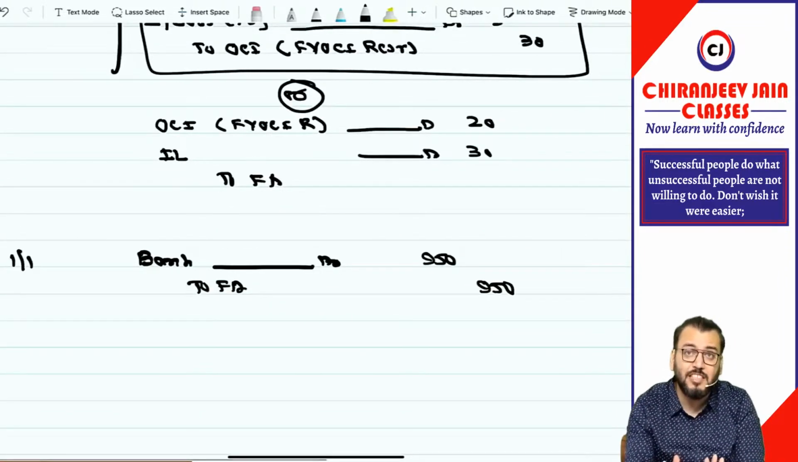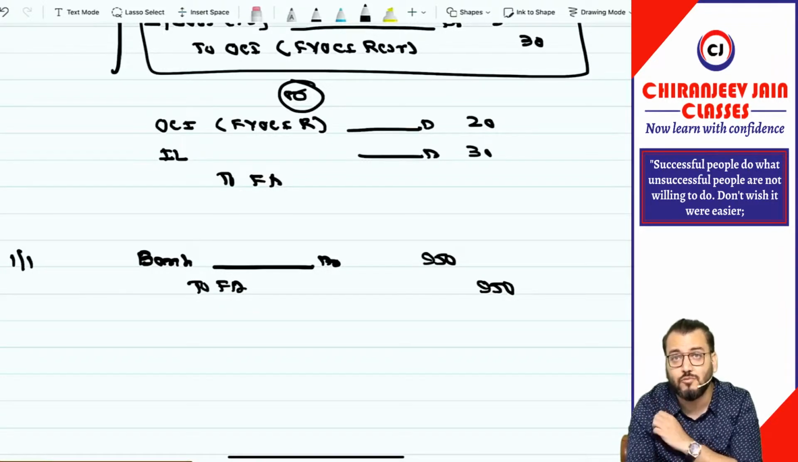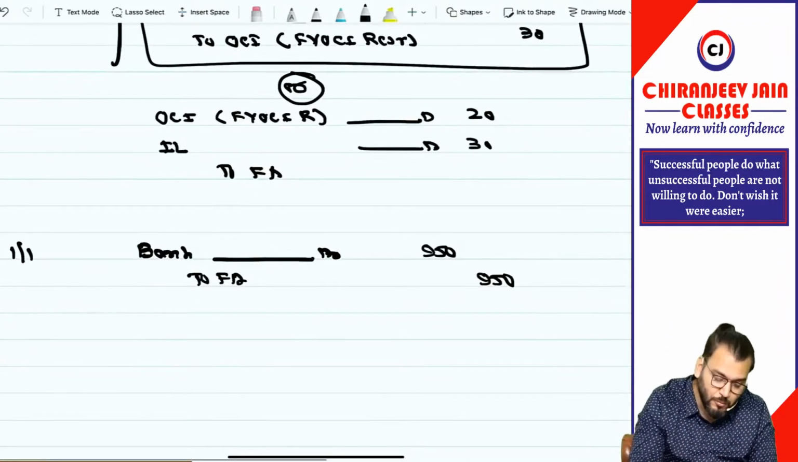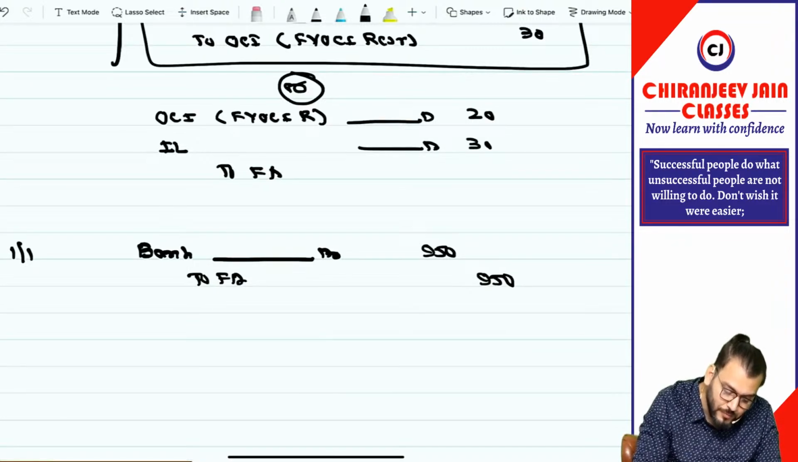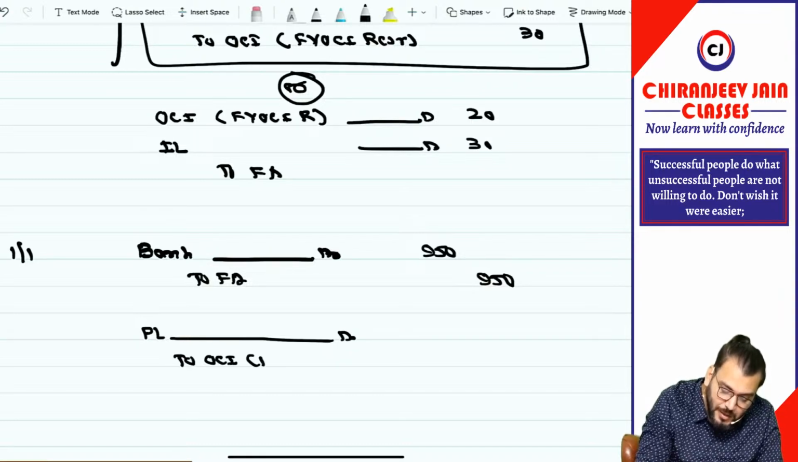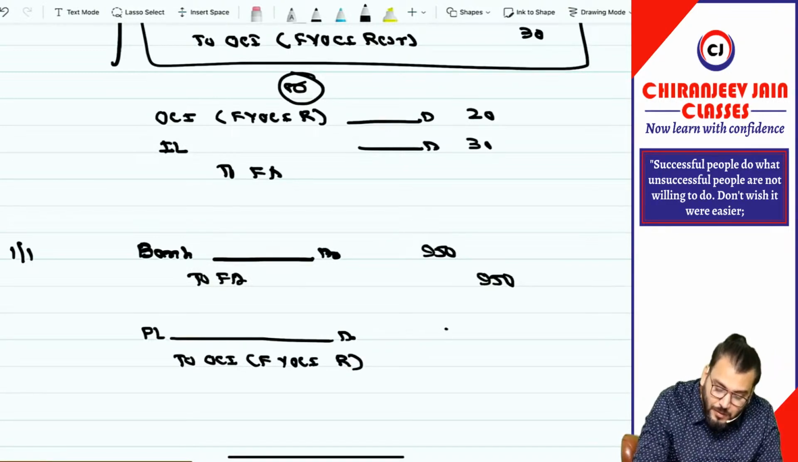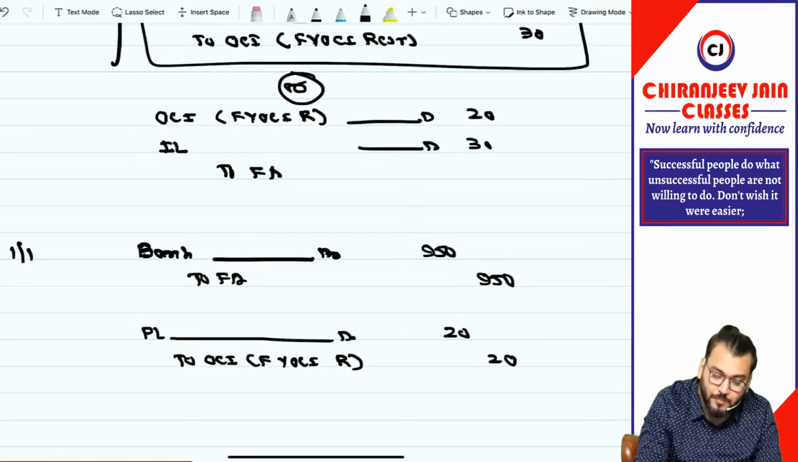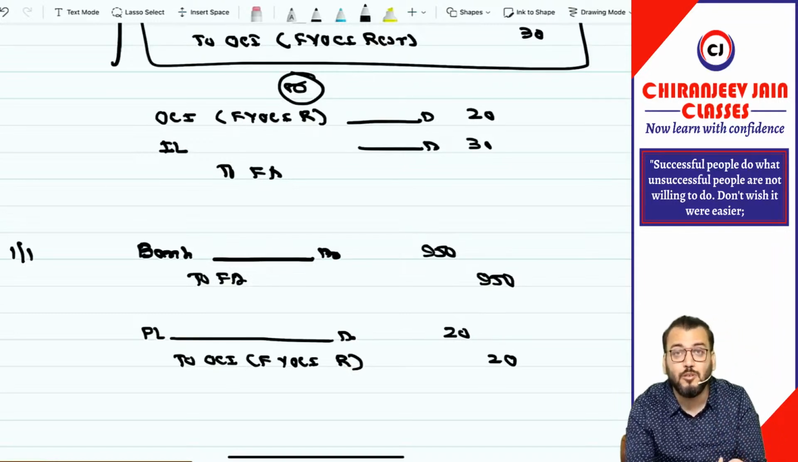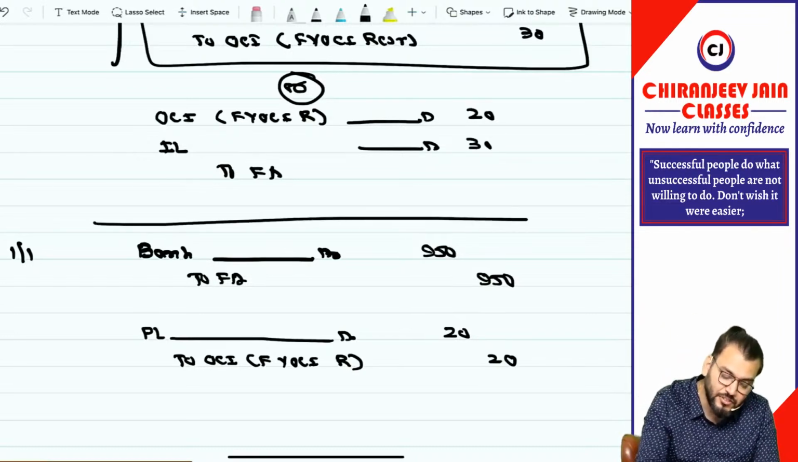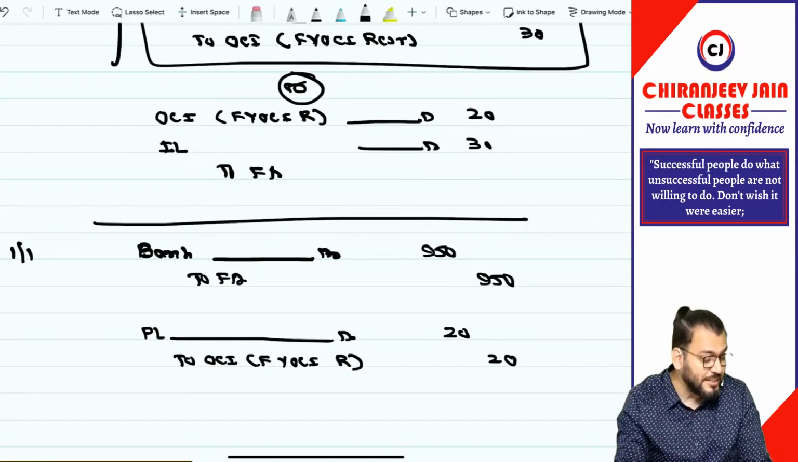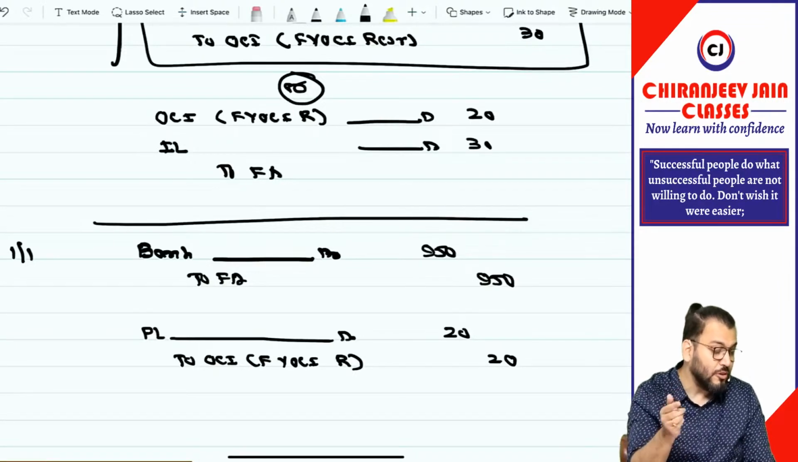But once it is derecognized, all accumulated gain or loss will be recycled to PL, meaning one more journal entry will be done. What journal entry? PL account debit to FVOCI reserve. Correct. Now it will be reclassified to PL. We reclassified 20. Whatever was accumulated in the FVOCI reserve will be reclassified from OCI to PL. That is the journal entry. So this is the next year journal entry. Understood? This is also expected from my point of view if they are asking a question on impairment.